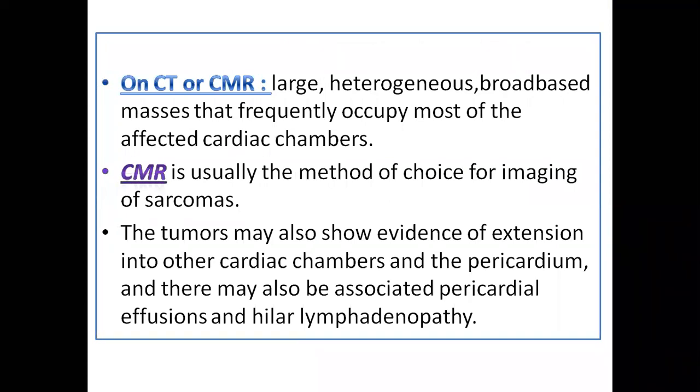On CT and MRI, it appears as a large heterogeneous broad-based mass that frequently occupies most of the affected cardiac chamber. MRI is the method of choice for sarcoma, showing evidence of extension into the cardiac chamber and pericardium.